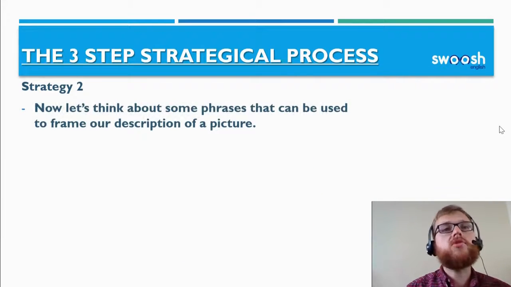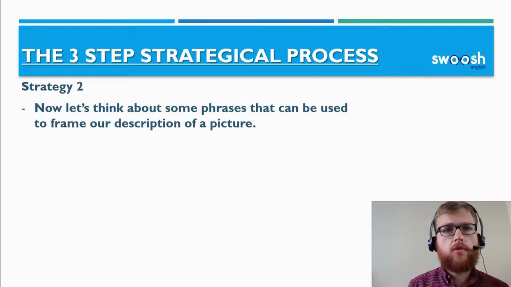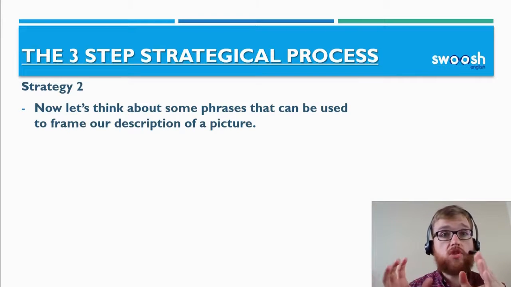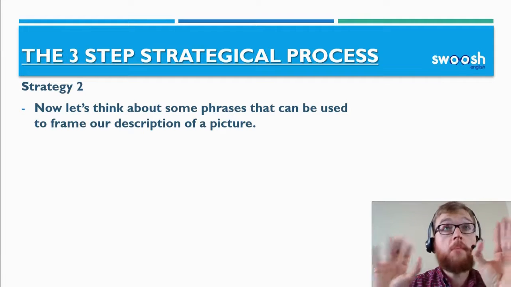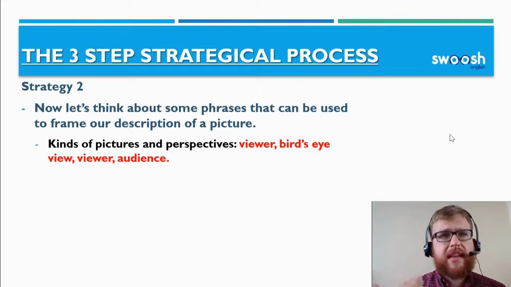Now let's think about some phrases that can be used to frame our description of a picture. So it's obviously good talking about the activities themselves, but how can we use certain vocabulary in order to talk accurately about the image in terms of where things are and the topography of the image, if you will. So when we're talking about different kinds of pictures, we can use some of the following language.